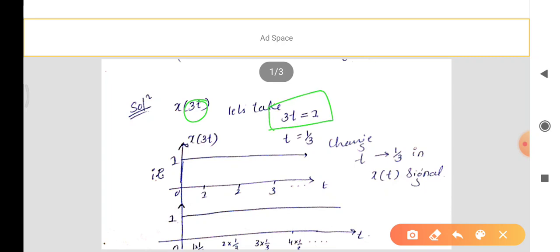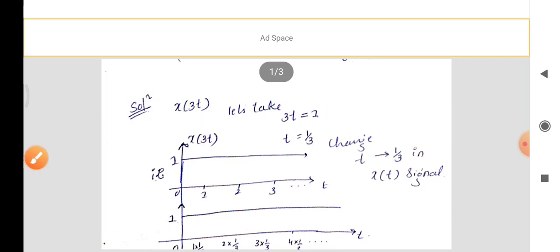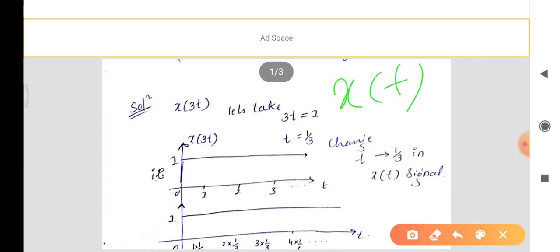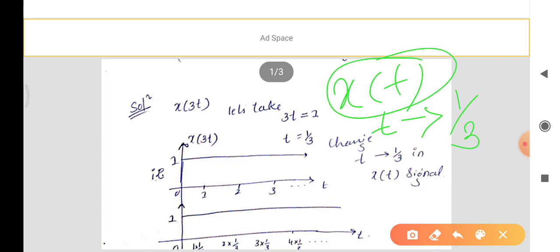Then what about t? t should be equal to 1 by 3. Okay, t equals 1 by 3. 1 is there, 3 you send to this side, so it is 1 by 3. Now what we have to do is, in the x of t signal, t has to be changed to 1 by 3. In the original signal, you have to change t to 1 by 3.